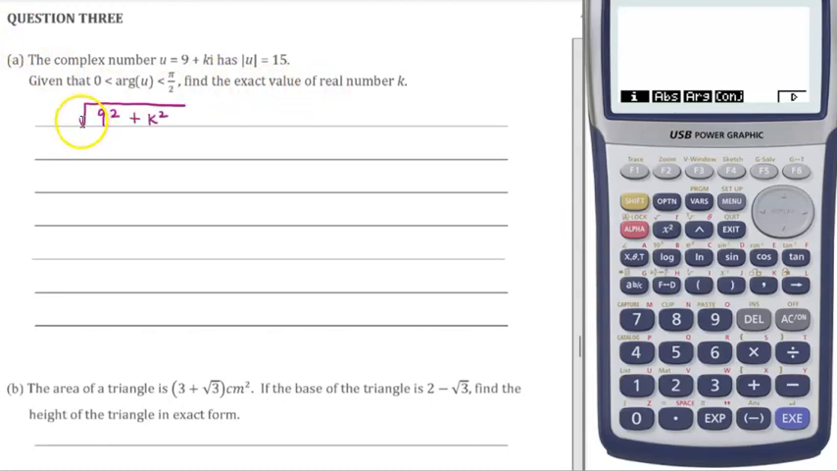Modulus means that we take the square root of the real part squared and the imaginary part squared from here, and we're going to set that equal to 15. Working that through means that k squared is equal to 144. If we were just to do this algebraically, k would be plus or minus 12, but we know that we're sitting in that first quadrant, so k must be positive. It needs to be in the top right corner of our Argand diagram to make it have this argument. So we're not interested in the negative here, just k equals 12.